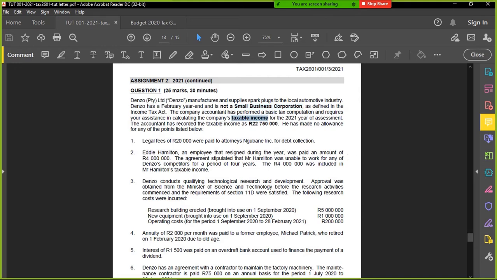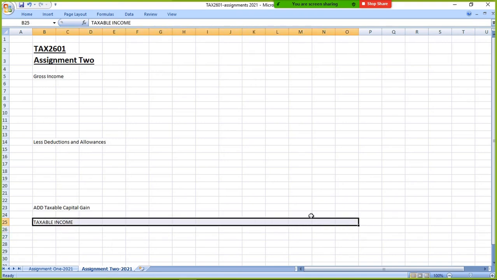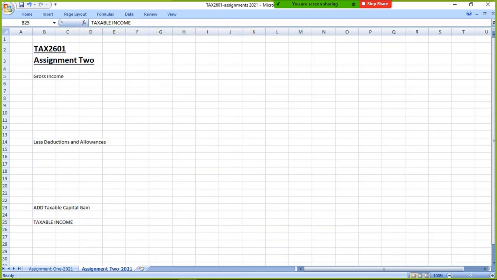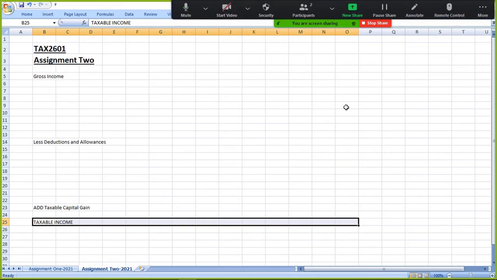Okay, so with taxable income, we obviously need a template. We know that taxable income will start with gross income, and then you'll obviously less deductions and allowances. Then you'll add any taxable capital gain. And then you'll get the taxable income. Do you agree? Yes. Okay, great. Okay, I lost you there for a bit.